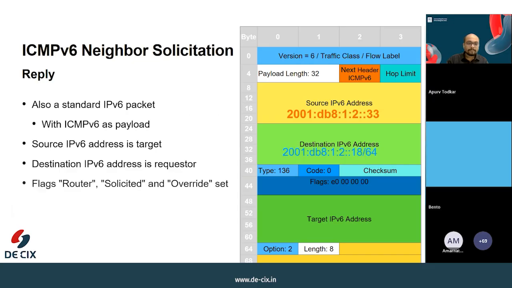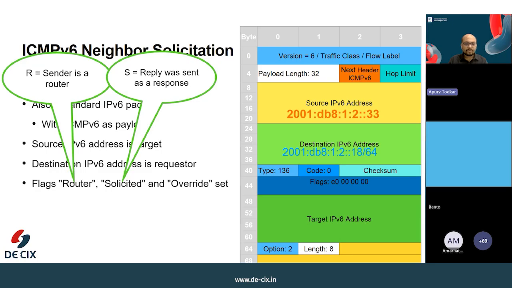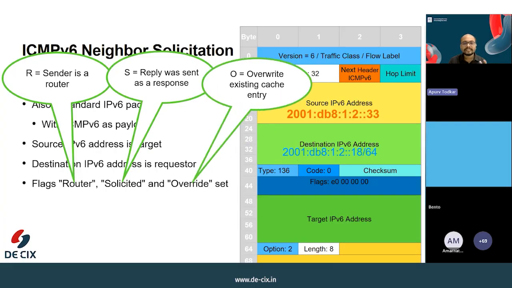It is processed and sent back, and the reply is again a standard IPv6 packet with an ICMPv6 payload. Here the source address is, hopefully, the one we are looking for, and the destination is the address of the requester. There are some flags set over here. The router flag means that the reply was sent by a router. Then there's a solicited flag, and there's an override flag also, which means that the existing entry should be replaced.